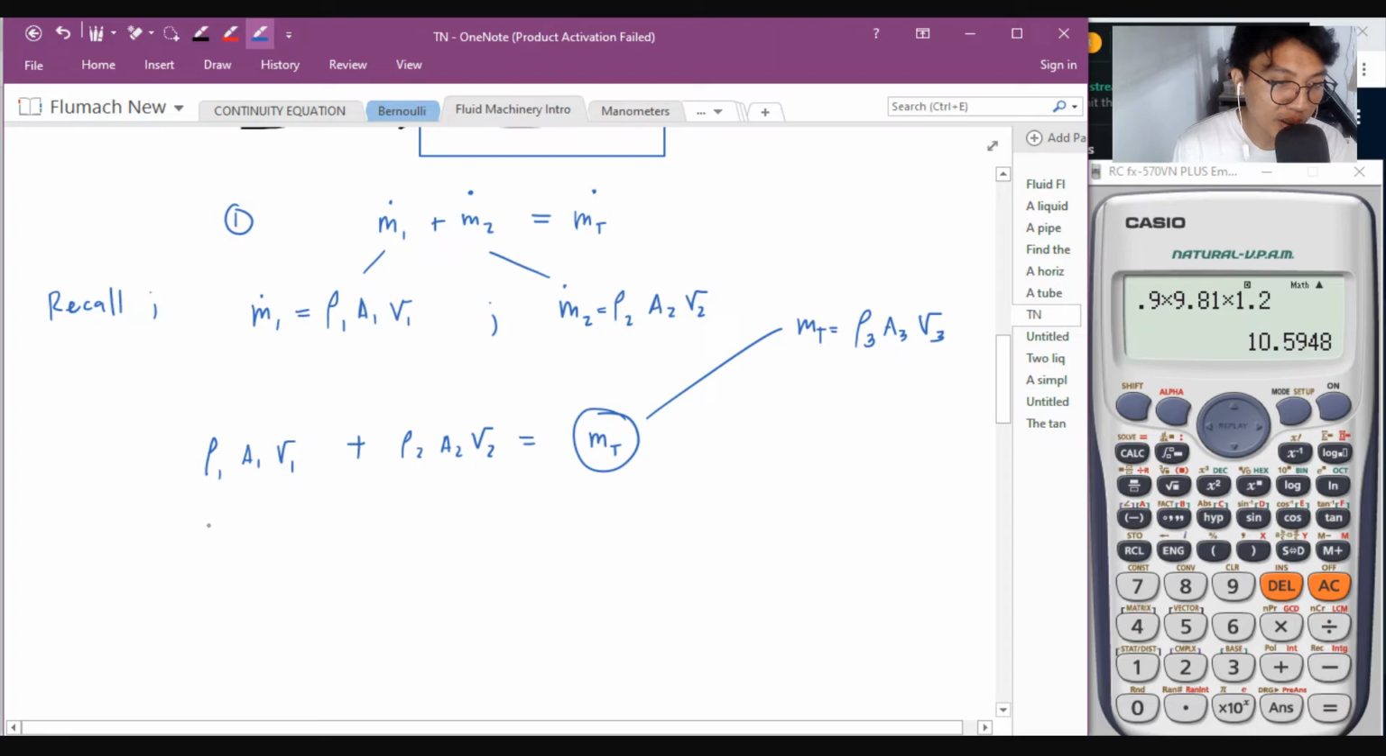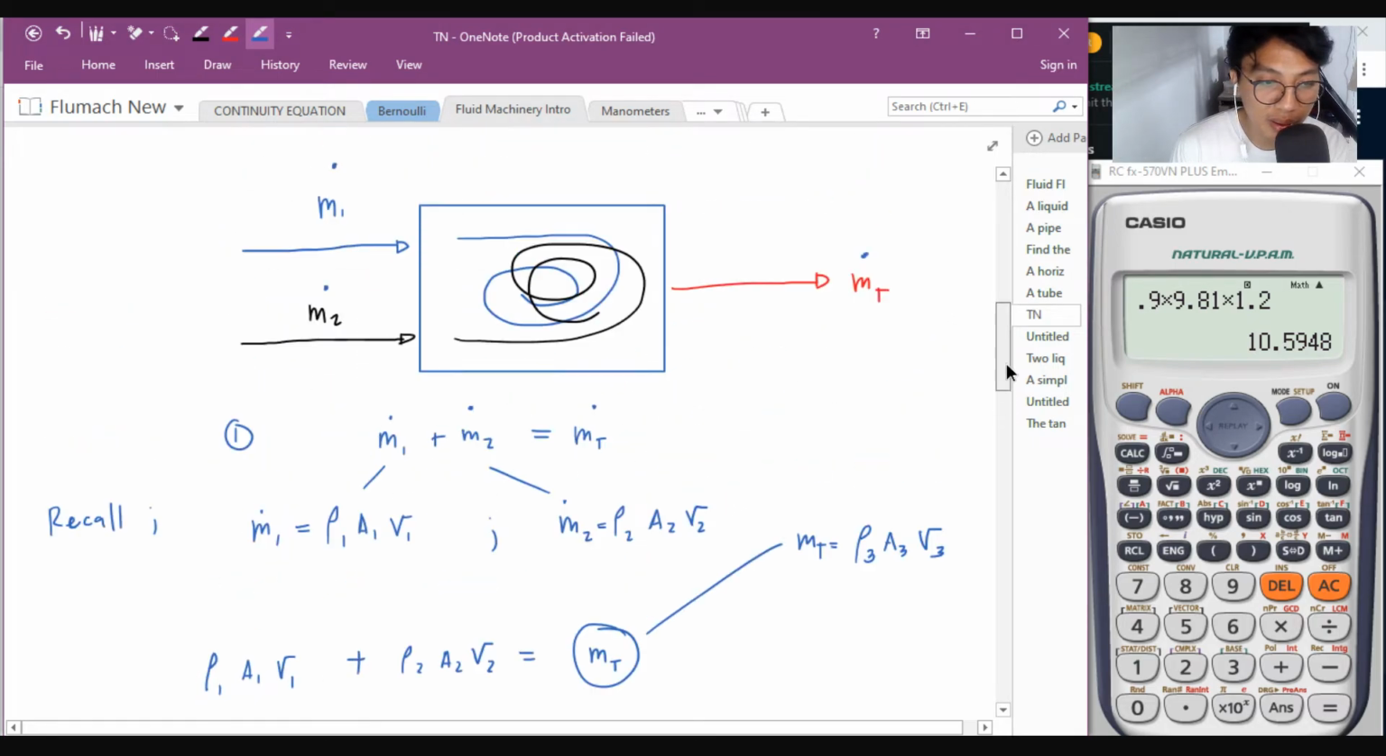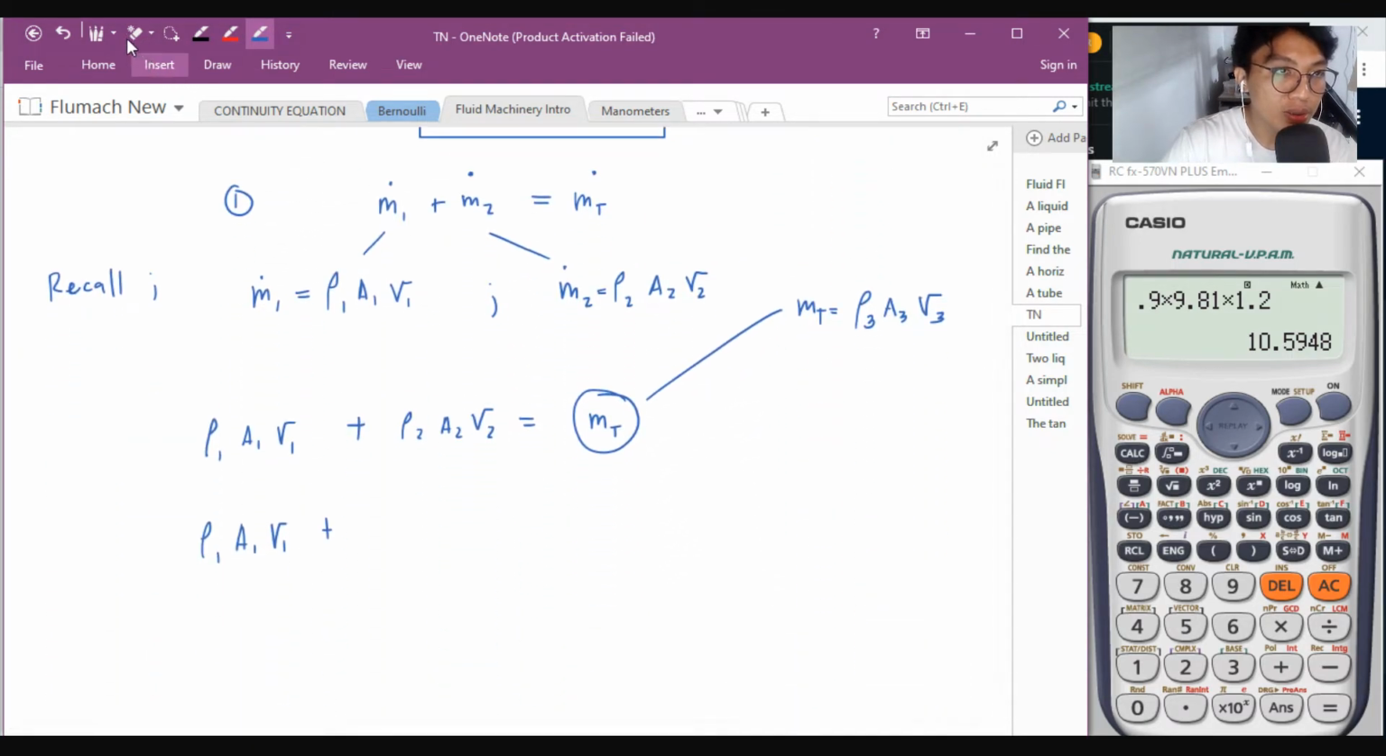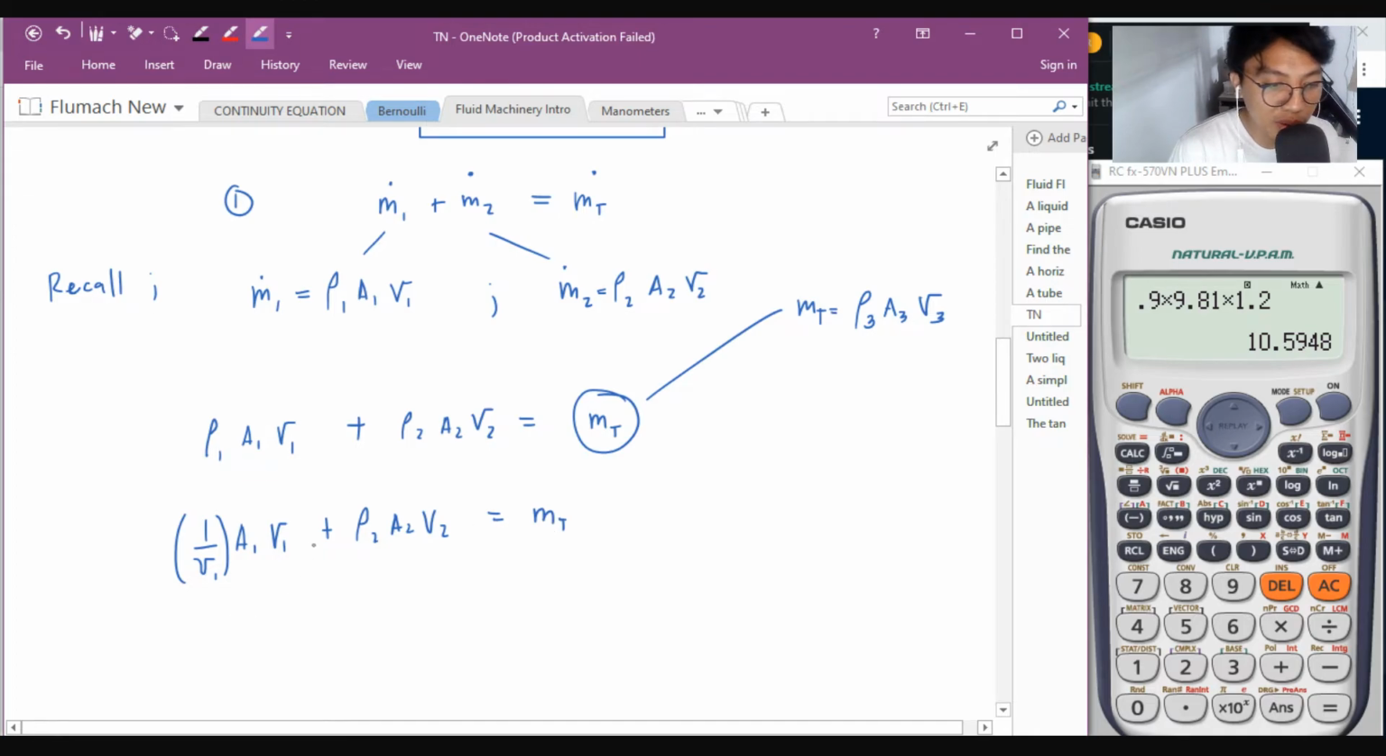Solve muna natin to. Dito, meron tayong density 1, area 1, velocity 1, plus, wala tayo nito. Ay, ang binigay dyan, ay, sa 2 pala yan. Meron binigay sa 2. Sa A1 pa lang, wala. So, ito babaguhin natin. Okay? O di multiply na lang natin to ng 1 over specific volume at 1. Tapos, density 2, area 2, velocity 2, equal to MT. Pwede ko na isolve.